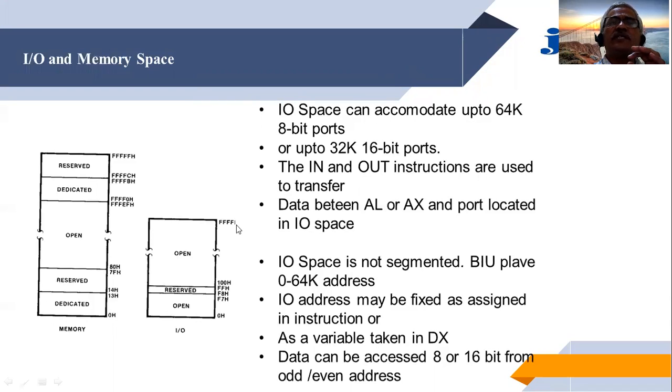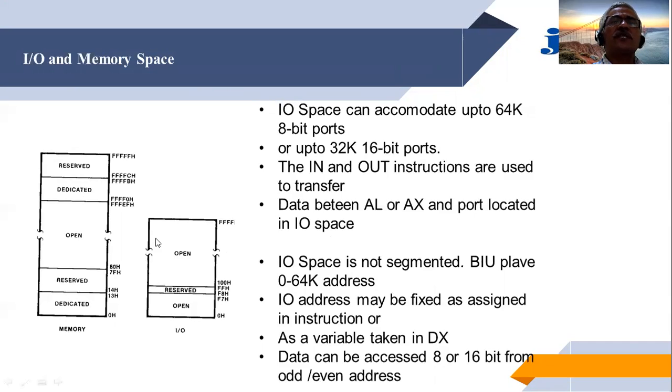Now, to address the IO space, we can have the in and the out instructions, which are used for either reading in or transferring the accumulator content onto the IOs, that is the ports. In each of these transfers, whether we are transferring from the port to the accumulator or from the accumulator to the port, it is the AL or the AX register that will come into the picture. The content of the port, 16-bit or 8-bit, is transferred either into the AL or into the AX register.